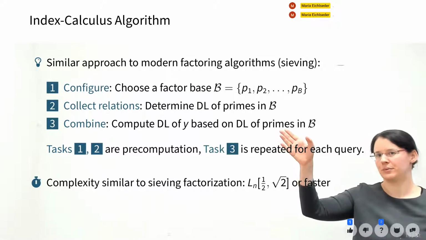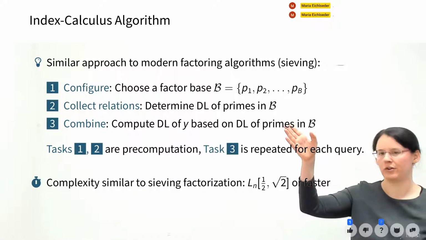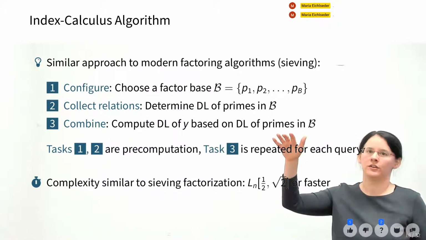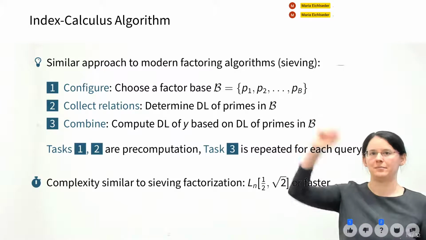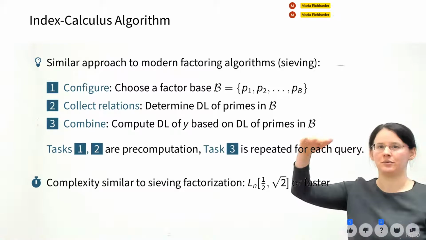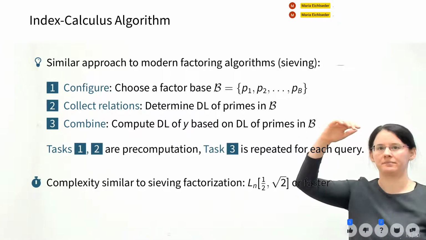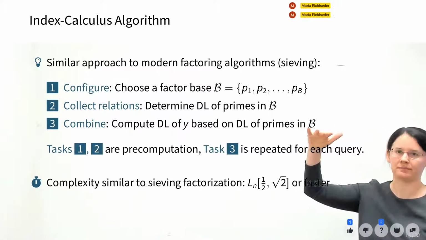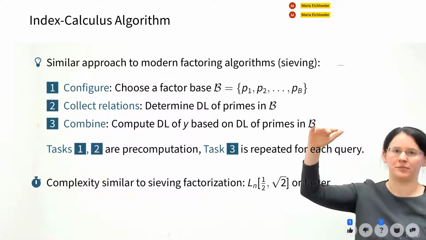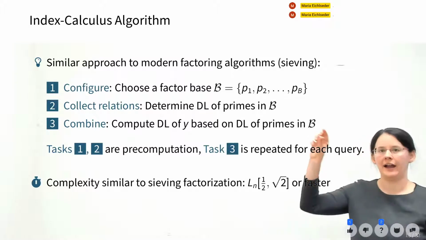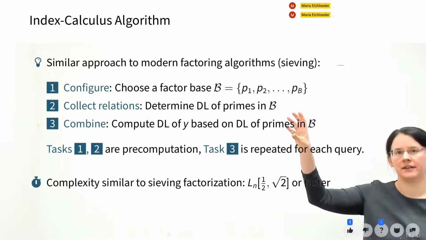In the factoring case, this was for finding a suitable combination of squares. Here it's going to be to determine the discrete logarithm of the primes in the factor base. So in other words, all of this up to here is actually just a pre-computation step where I just prepare data for my factor base. And then when I have an actual query, I'm going to have a look at this last step again.